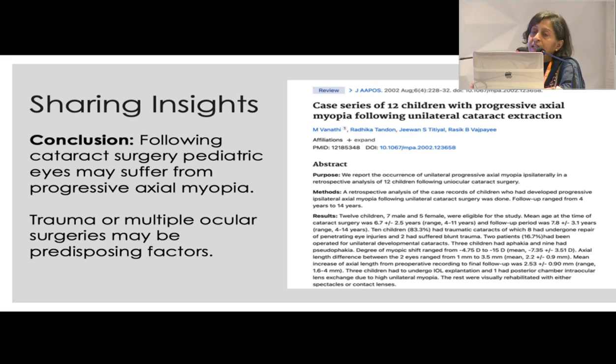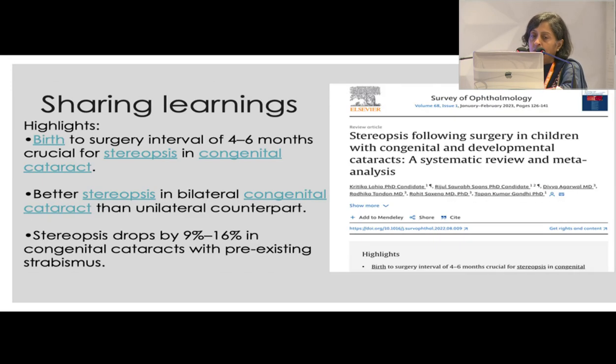The other important thing is the multiple interventions that you do. Even if the intraocular pressure is not high, the repeated interventions themselves can also lead to a progressive increase in axial length, and there can be a myopic shift.